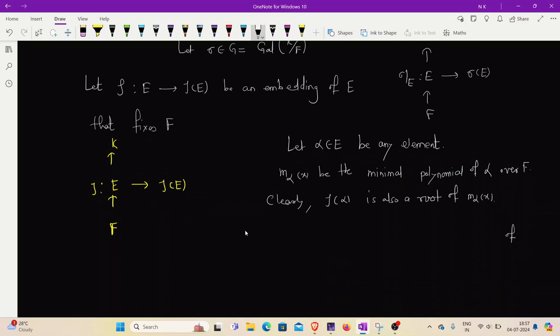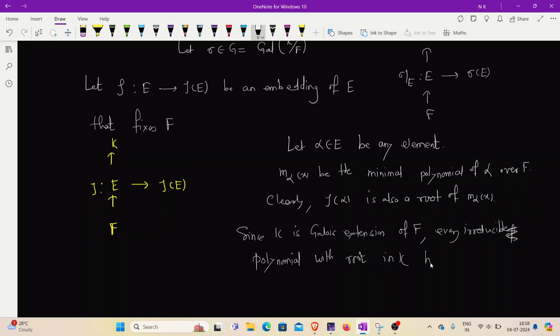So since K is a Galois extension of F, every irreducible polynomial with a root in K has all its roots in K, right? And just think of m_alpha(x).